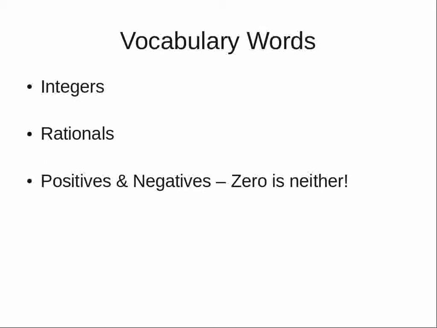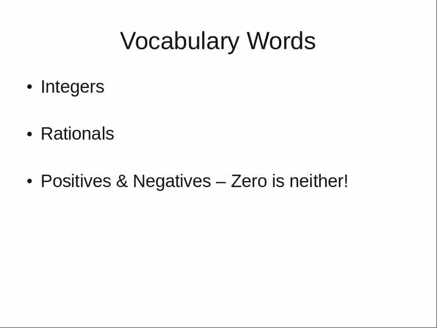Rationals, that's another set of numbers. That set includes all of the integers as well as all fractions. Okay, so the set of rationals would include 2 over 5, minus 7 over 8, and other examples.